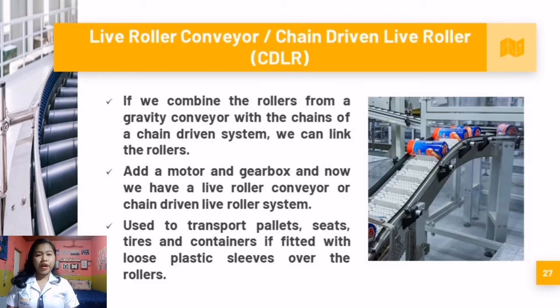Live roller conveyor or chain-driven live roller. If we combine the rollers from a gravity conveyor with the chains of a chain-driven system, we can link the rollers. Add a motor and gearbox and now we have a live roller conveyor or chain-driven live roller system. It is used to transport pallets, seats, tires, and containers if fitted with loose plastic sleeves over the rollers.